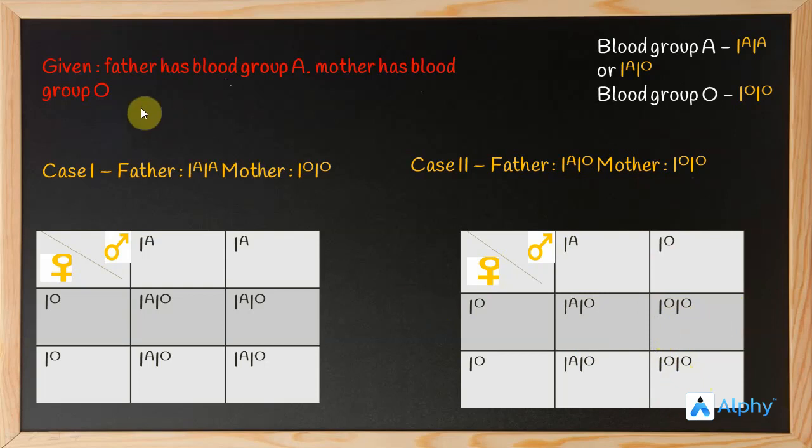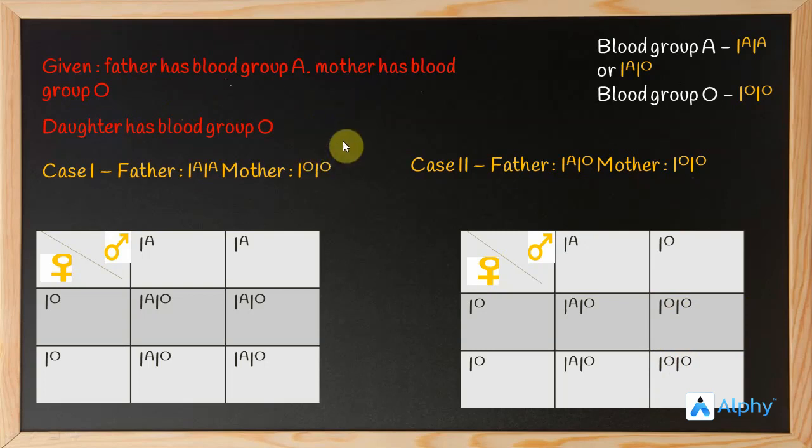Now in the question we were given that the father has blood group A and the mother has blood group O, and their daughter also has blood group O. However, in the question, we were not provided with the information whether the father is homozygous for blood group A or whether he was heterozygous. So, according to the answer, the information is not enough.